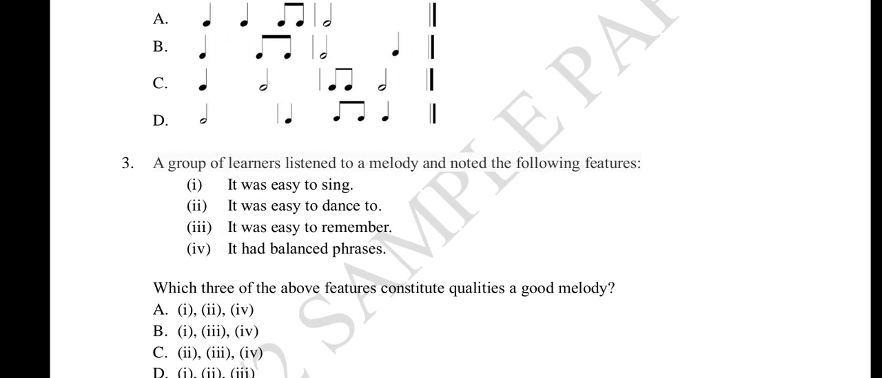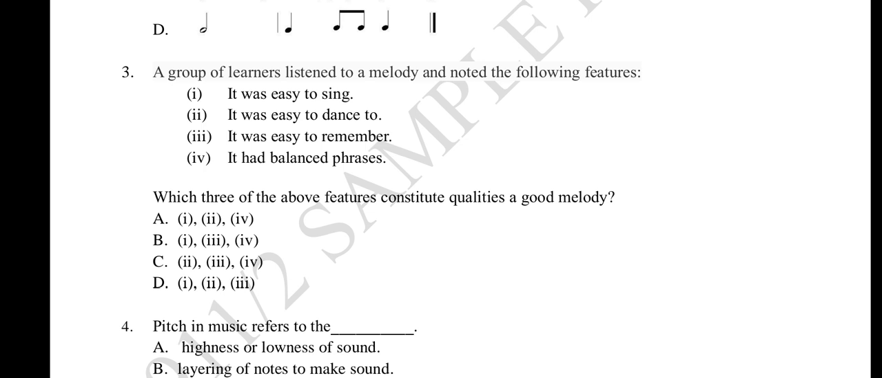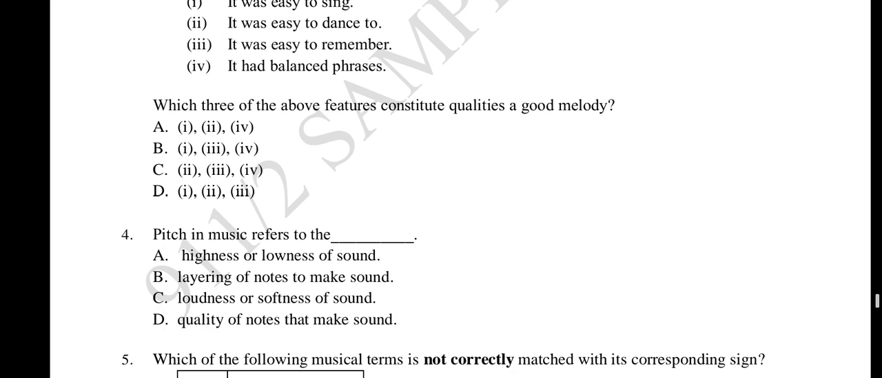Question number 3. A group of learners listened to a melody and noted the following features: it was easy to sing, it was easy to dance to, it was easy to remember, it had balanced phrases. Which of the above features constitute qualities of a good melody? Melody is all about singing, so we should not consider dancing. We eliminate number 2. The first one, easy to sing, correct. Number 3, correct. Number 4, correct. The correct answer is B, 1, 3, and 4.